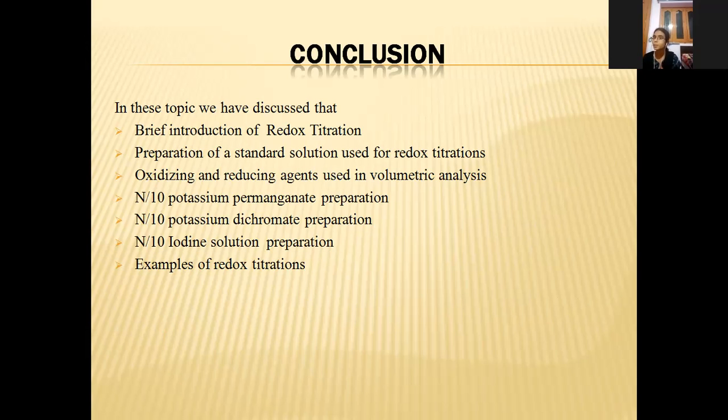Always remember one thing: don't get confused if in the examination they ask directly what is redox titration, or indirectly what is the oxidation reduction reaction. The oxidation reduction reaction is also known as redox titration. Remember this.